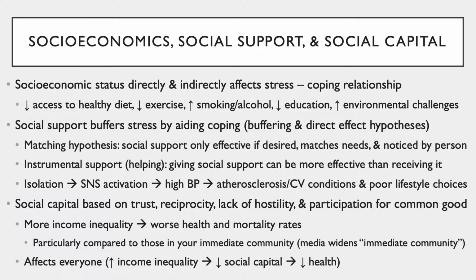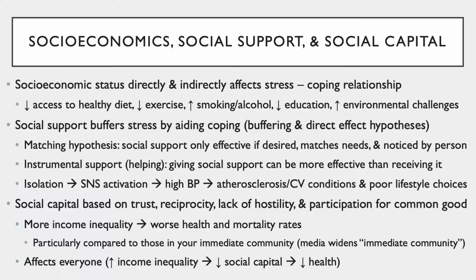When it comes to social support buffering stress by aiding coping, there are two important hypotheses. These are the buffering hypothesis and the direct effect hypothesis. The buffering hypothesis states that social support mitigates stress indirectly by aiding our ability to cope effectively. Conversely, the direct effect hypothesis suggests that social support enhances the body's physical resources for coping with stress. It's likely that both of these underlie the importance of social support in terms of effective stress management.